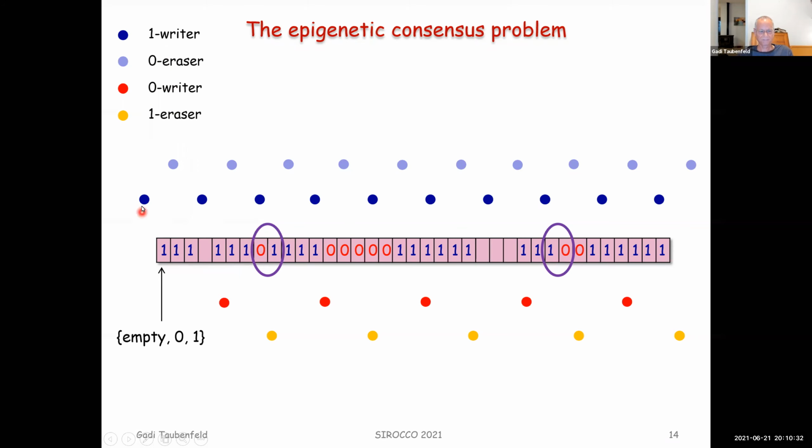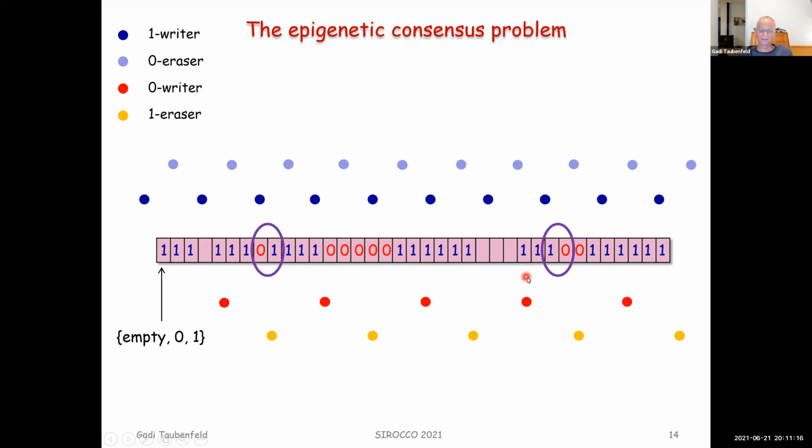So whenever an eraser, say this is a zero eraser, finds such a collision, it simply erases, in this case, the 0. And if the one eraser finds it, it erases the 1. Okay? So the erasers again scan the array, looking for collisions. Whenever they find collisions, they resolve the collision by erasing one of the locations, depending on whether they are a 0 eraser or a 1 eraser.